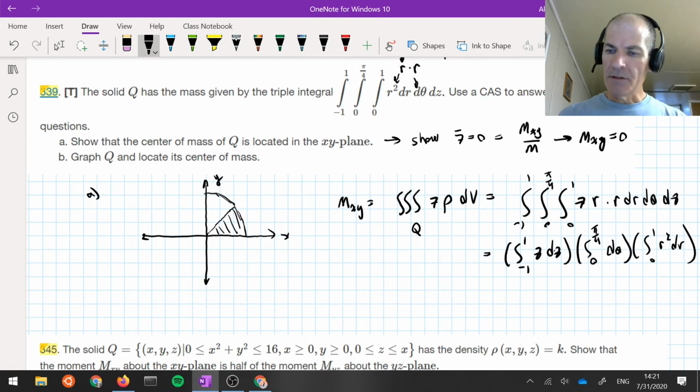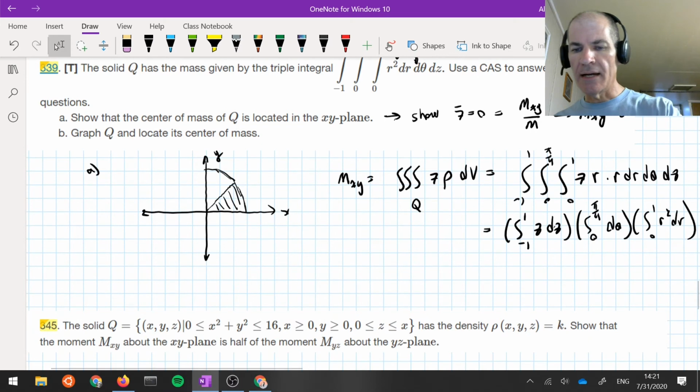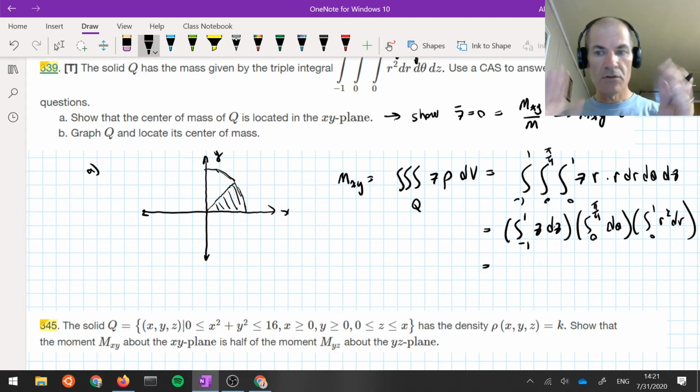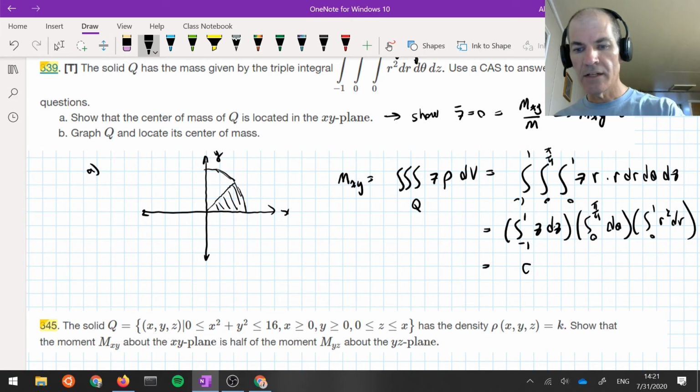I think I've got all the pieces there. It doesn't matter which of these we do first, and I would suggest that we do this z integral first. Why? Because that's an odd function over a symmetric interval. The function z is odd, and the interval from minus 1 to 1 is symmetric. So right off the bat, we can say that this is 0, and it doesn't really matter what this is or what this is. The whole thing is 0, and we're done.